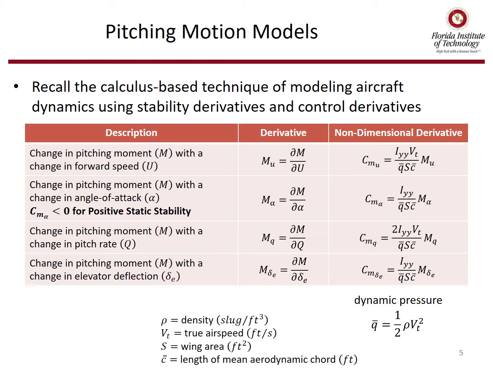We also talked about these derivatives can be non-dimensionalized by multiplying by things like moment of inertia, true airspeed, wing area, mean aerodynamic chord, and dynamic pressure. And recall that dynamic pressure, q bar, was defined as 1/2 the density rho times the true airspeed squared. Also, remember that for positive static stability, we required that Cm alpha or M alpha be negative.